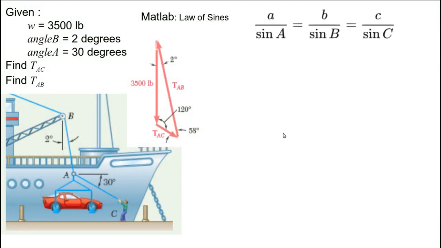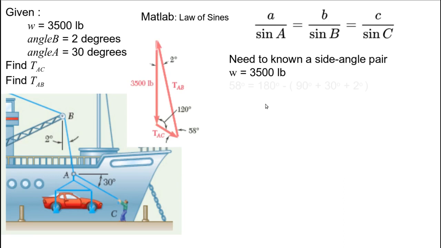You may remember the law of sines in this form: a over sine A, b over sine B, c over sine C. When you use the law of sines, basically you need to know a side-angle pair. If we look at our triangle here, we know W is 3,500 pounds, so we know one side of the triangle. And we have our 58 degrees.